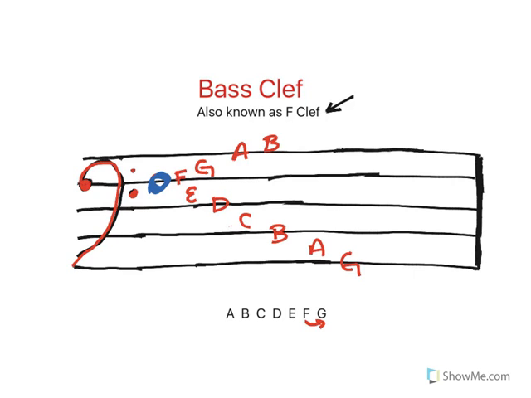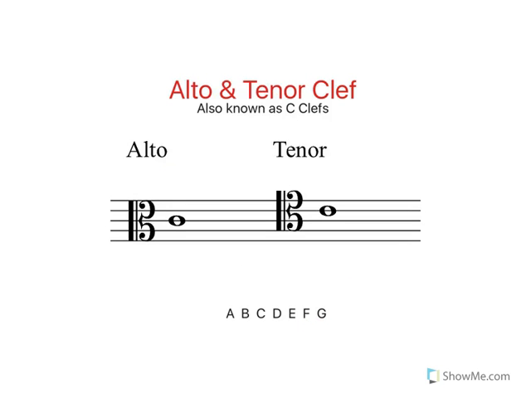Let's look at some other not as common clefs. So the alto and tenor clef are not as commonly used unless you're a viola player who reads an alto clef. Tenor clef is commonly read by cellists and sometimes trombones and even bass players. The whole purpose of alto and tenor clef are really to avoid ledger lines for those instruments that sort of sit in between the treble and the bass clef.